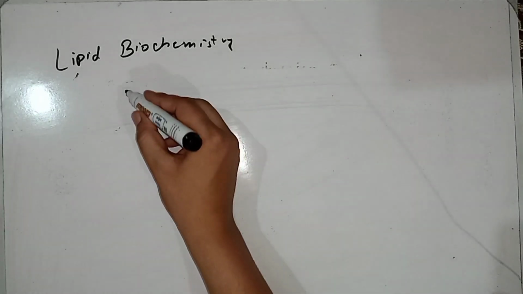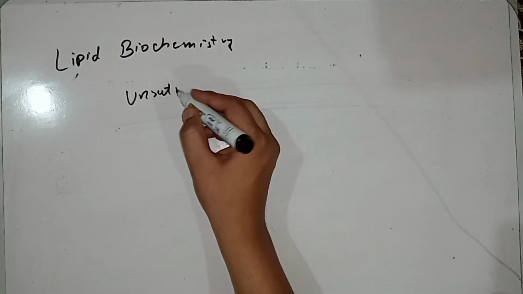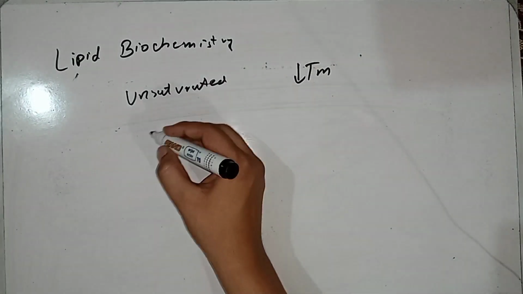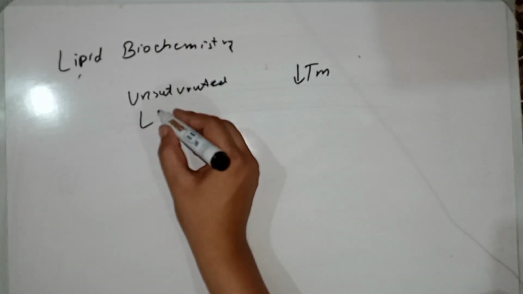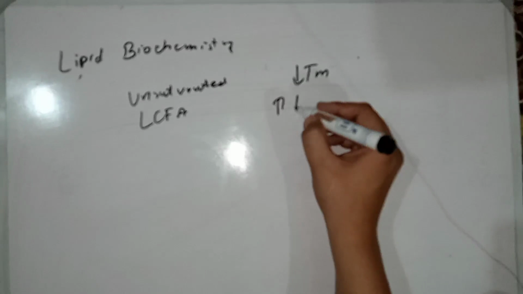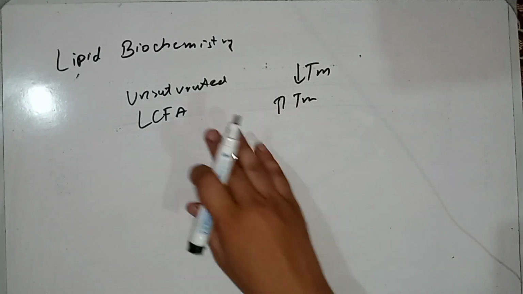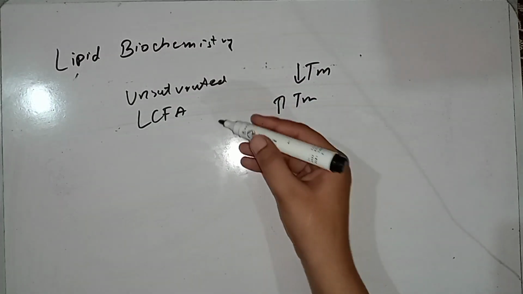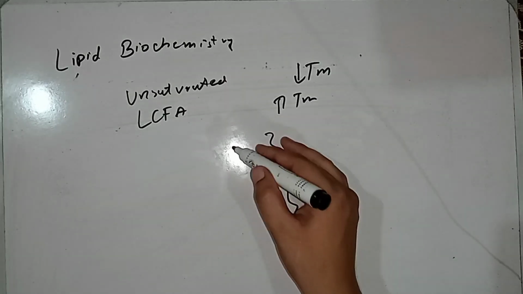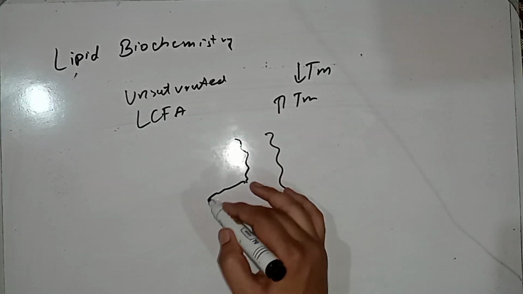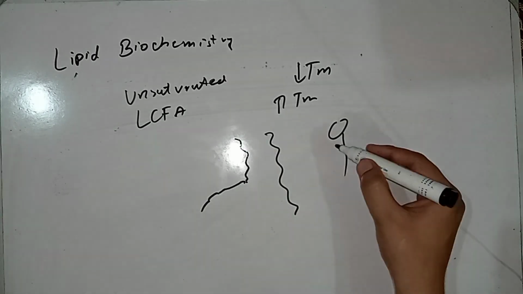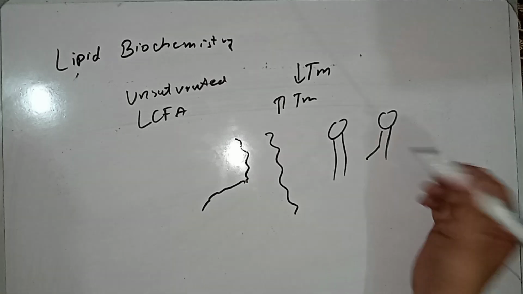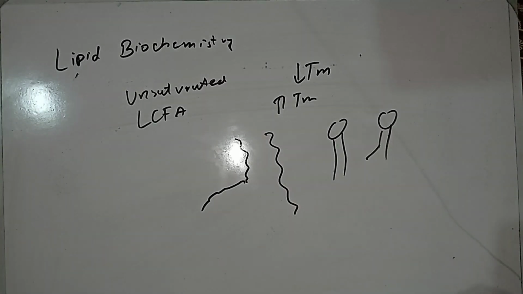Unsaturated fatty acids have low melting point, and long chain fatty acids have high melting point. As chain length increases, melting point increases. As unsaturation increases, melting point decreases. Saturated fatty acids are usually straight. However, unsaturated fatty acids have a kink or bend in their tails, as we show for phospholipid. This is saturated phospholipid having straight tails. However, unsaturated phospholipid has a bend or kink in its tail. So this is the concept of saturation.